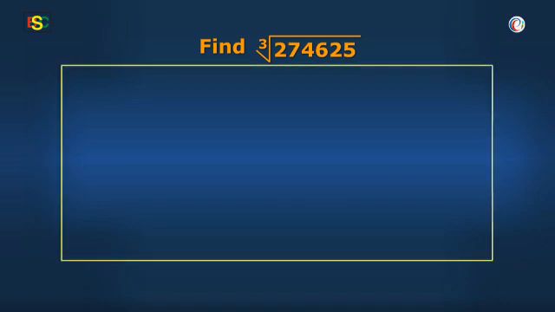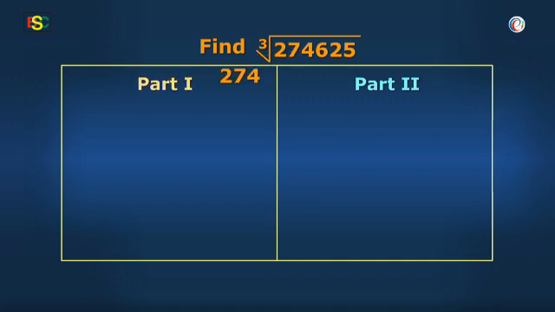In step 1, I will separate the last 3 digits of the perfect cube from the remaining ones, and then there are 2 parts. In part 1, I have 274, and in part 2, there is 625. Now we will use these parts for the next step.